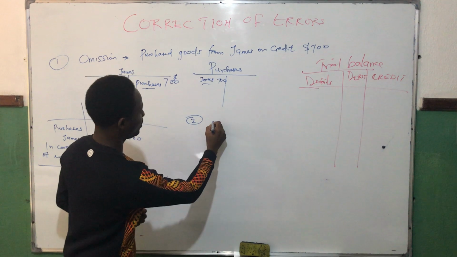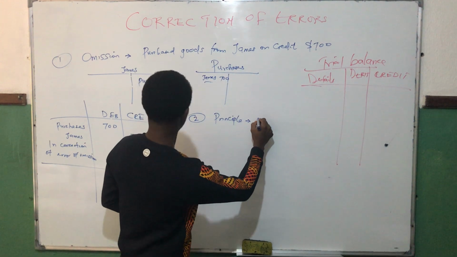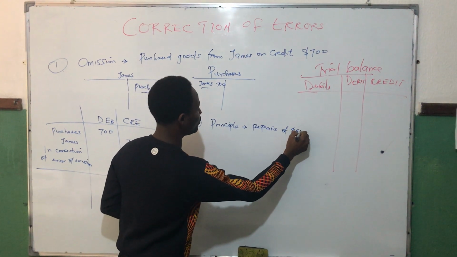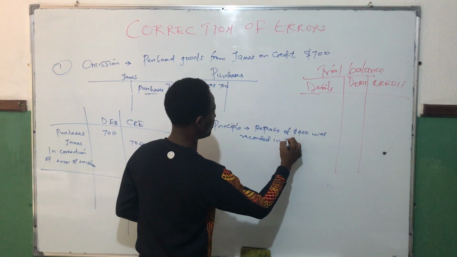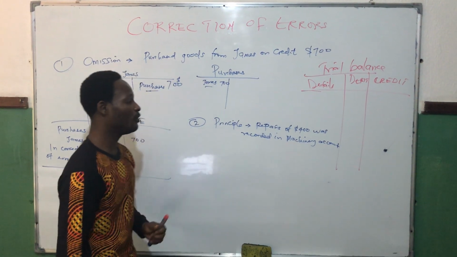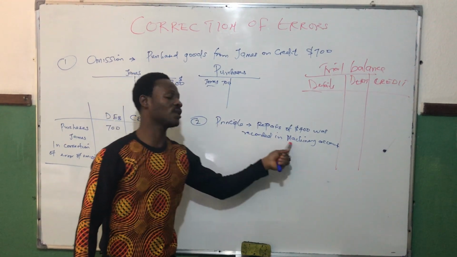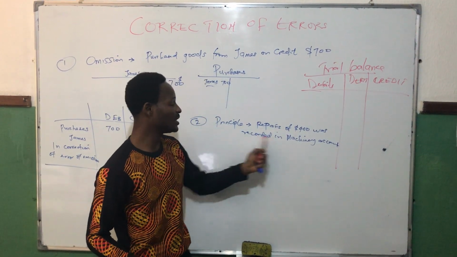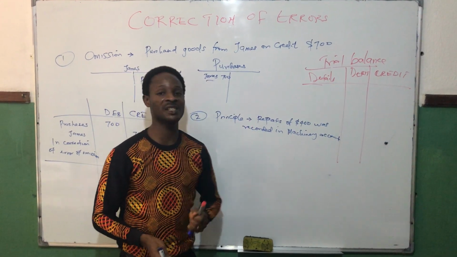Number 2, we are treating error of principle. So repairs of $400 was recorded in machinery account. This is an error of principle because it should be opened in repairs account. Mistakenly, it was recorded in machinery account. So what we are to do is, machinery account was recorded in the debit. So that means to credit machinery account, we will debit repairs account.